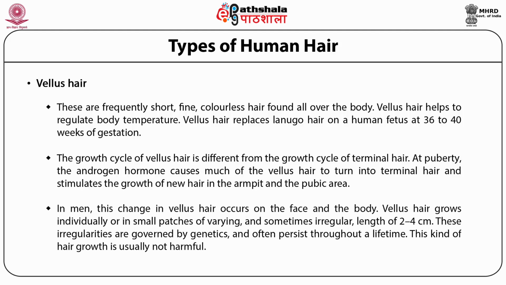In men, this change in vellus hair occurs on the face and the body. Vellus hair grows individually or in small patches of varying or sometimes irregular length of 2 to 4 centimeters. These irregularities are governed by genetics and often persist throughout a lifetime. This kind of hair growth is usually not harmful.